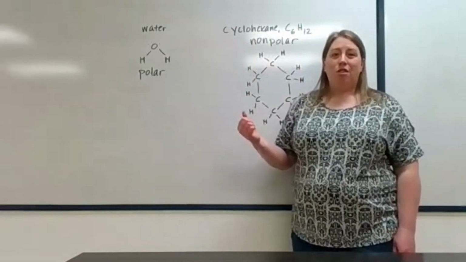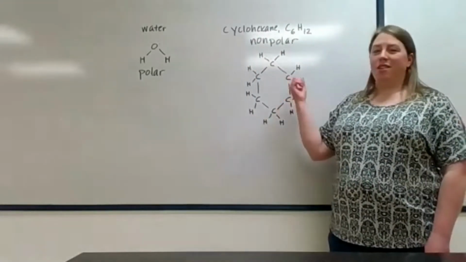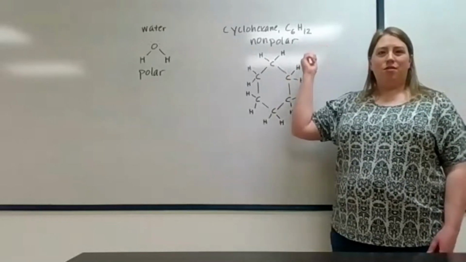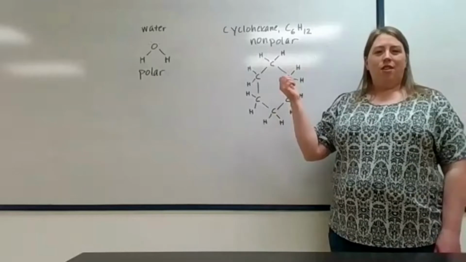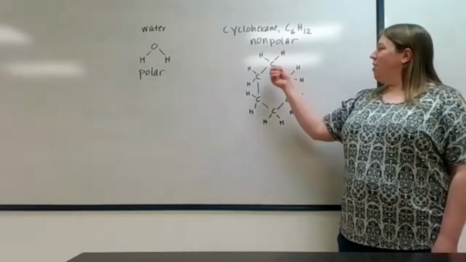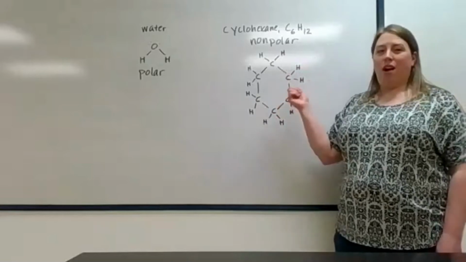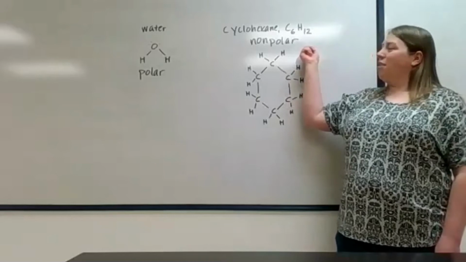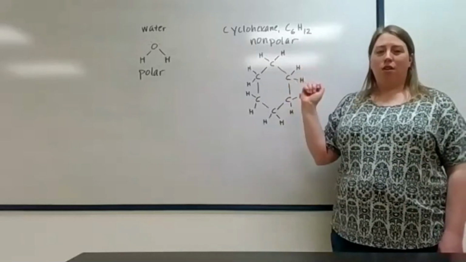The other molecule you're going to see in this demonstration is cyclohexane. Here's its formula, C6H12. It has only carbons and hydrogens. It's part of a class of molecule we call hydrocarbons. And all of the bonds here are nonpolar bonds where electrons are shared equally. So cyclohexane is a nonpolar molecule.